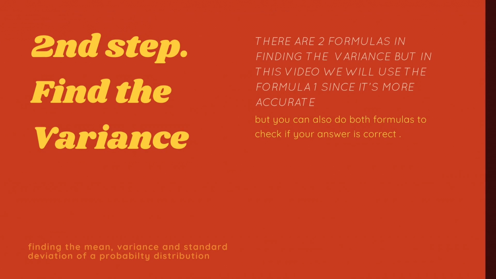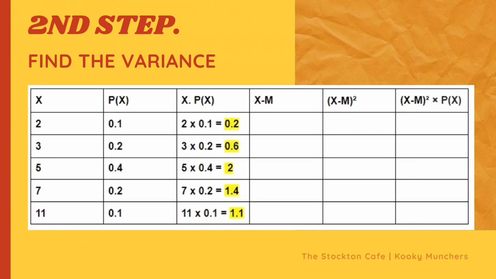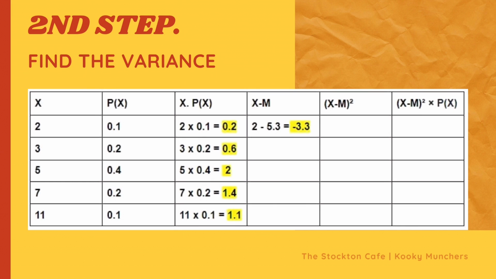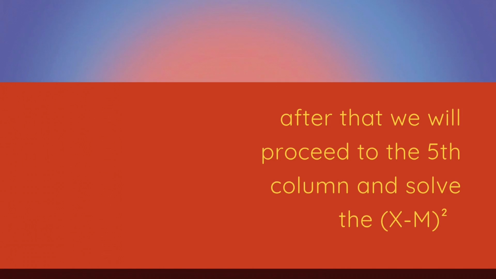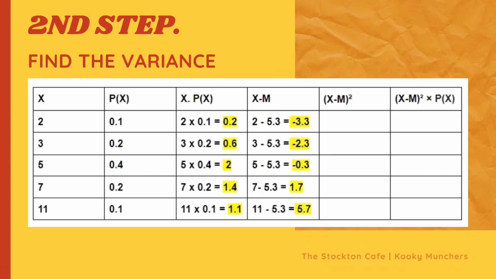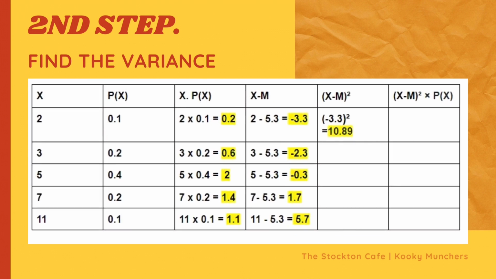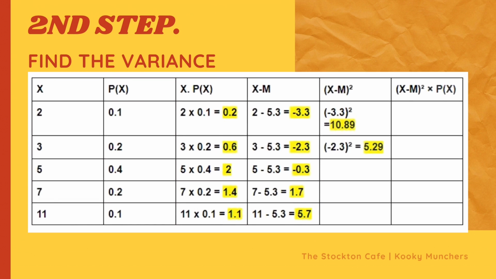Our second step: find the variance. Note that we will use our mean, which is 5.3. 2 minus 5.3 equals negative 3.3. 3 minus 5.3 equals negative 2.3. After that, we will proceed to the fifth column. We will just need to square our answers here. Negative 3.3 squared equals 10.89. Negative 2.3 squared equals 5.29.